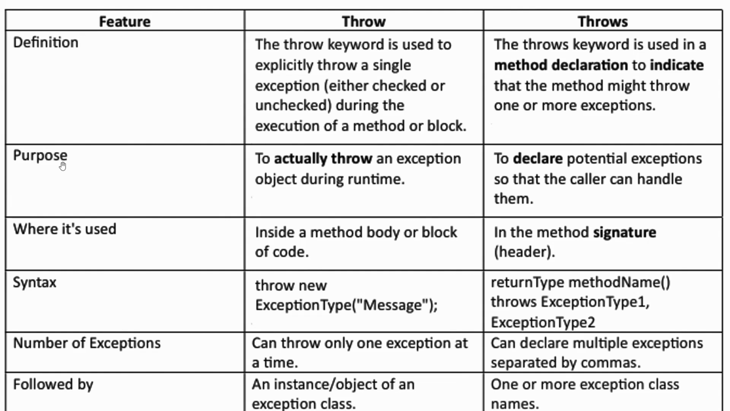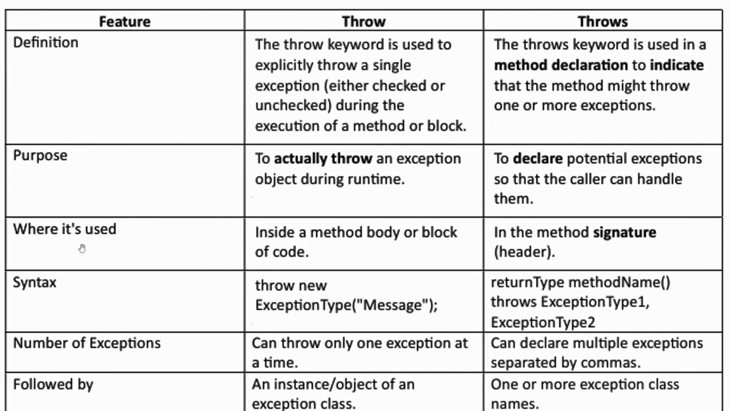The next difference is purpose. The purpose of the throw keyword is to actually throw an exception object during runtime, and the purpose of the throws keyword is to declare the potential exceptions so that the caller can handle them. So the throw keyword is used to throw a customized exception at runtime, and the throws keyword is used to pass the exception to its caller, so the caller can handle the exceptions.